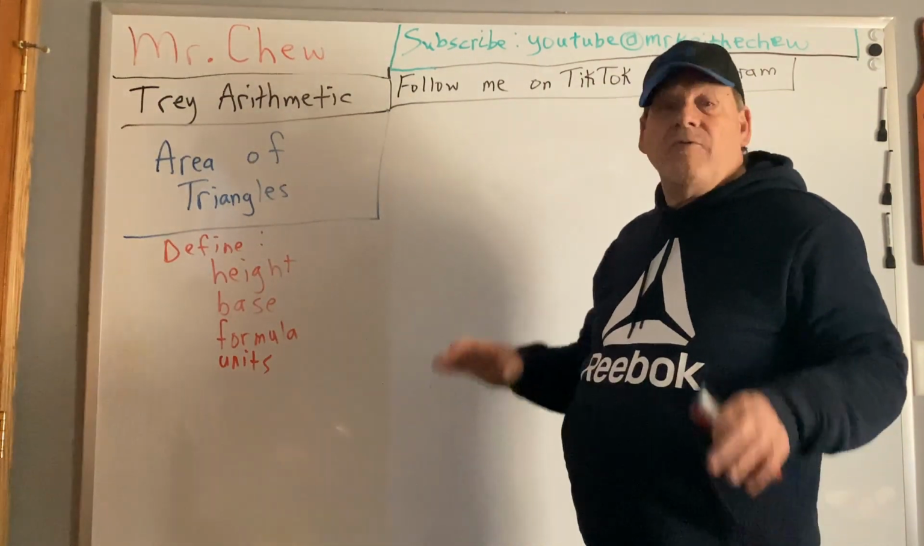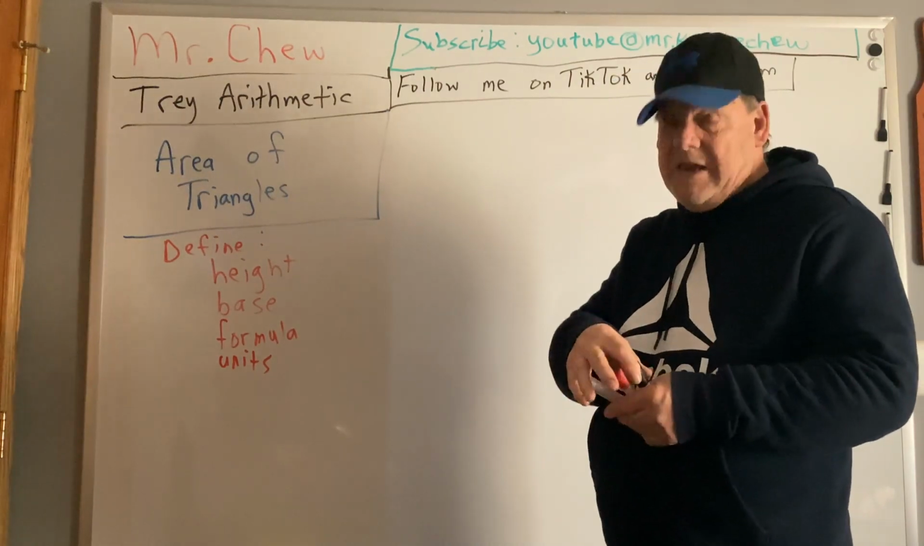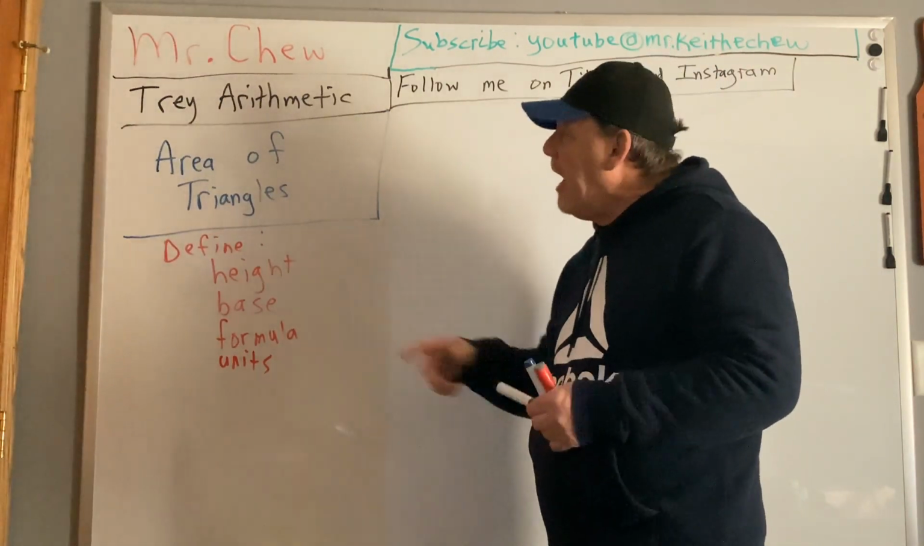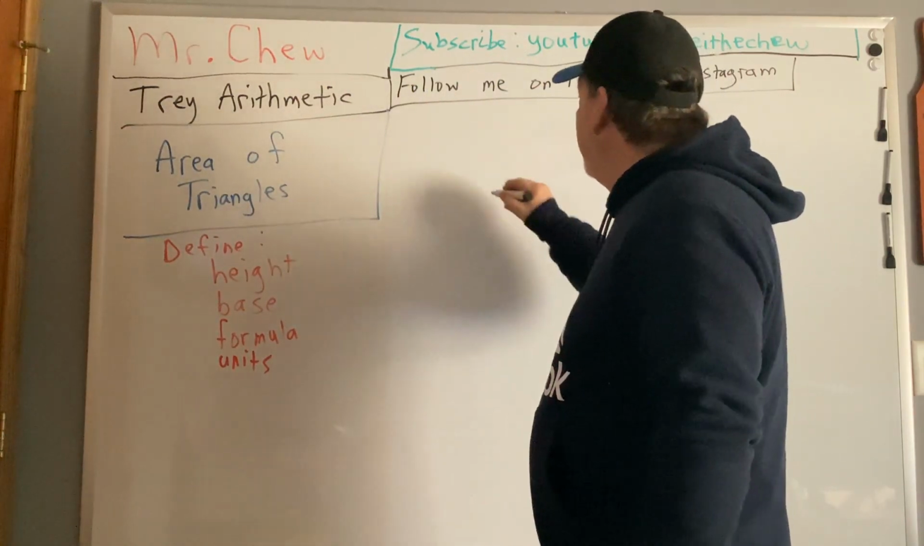So, let's talk about triangles. How many sides does a triangle have? It has 3 sides. That's what tri means. And it has 3 angles. So there's 3 angles, triangle.